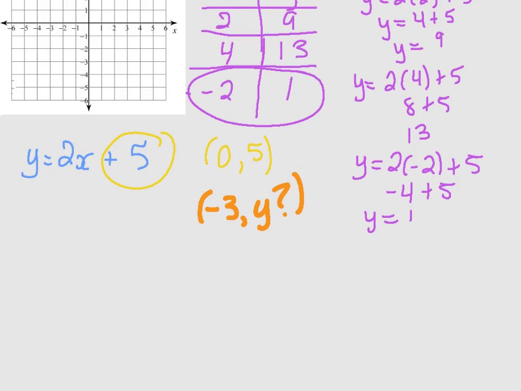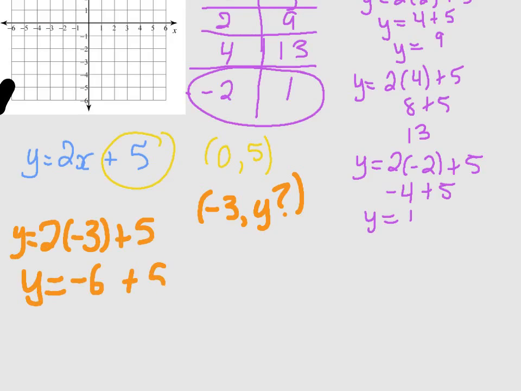So I say, okay, y is equal to 2 times negative 3 plus 5. y is equal to negative 6 plus 5. So then y is equal to negative 1. So my second point is this. Now I have these two points here, which is pretty awesome.